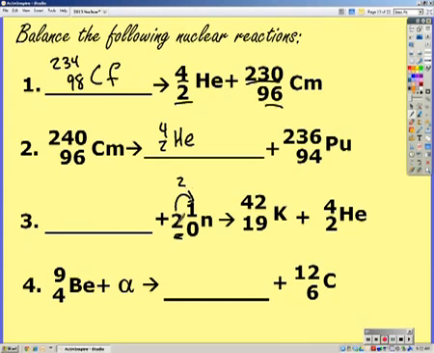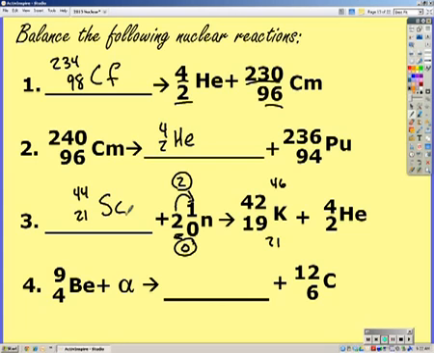Number 3 was a little tricky because you had a coefficient. Remember that you have to multiply the particle behind it. That means I have 2 neutrons. So 2 times 1 is 2, 2 times 0 is 0. So 44 plus 2 gives me 46. 21 plus 0 gives me 21. 21 is scandium or Sc.